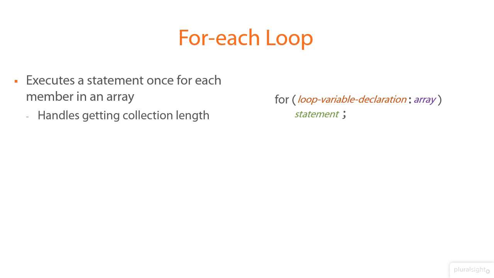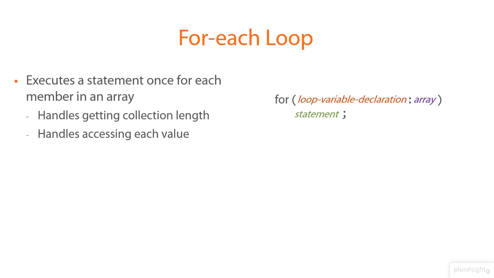It takes care of handling the details of getting the length of the array, as well as accessing each of the values. Later in the course, we'll see that a for each loop can also work with other special data types other than arrays, but of the types we've talked about so far, arrays are the only thing it works with.